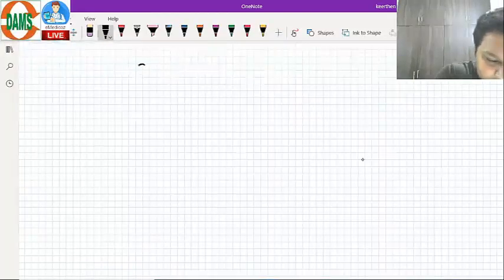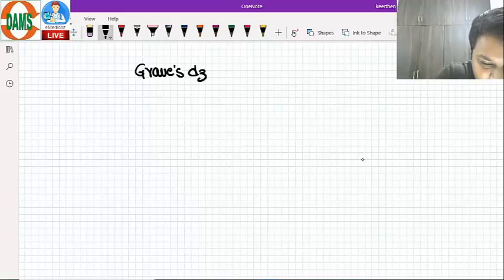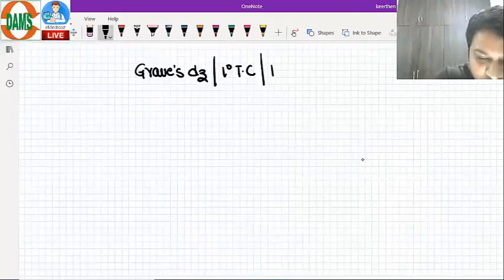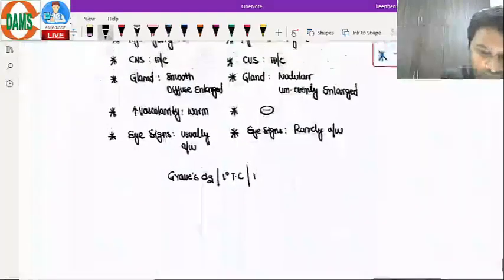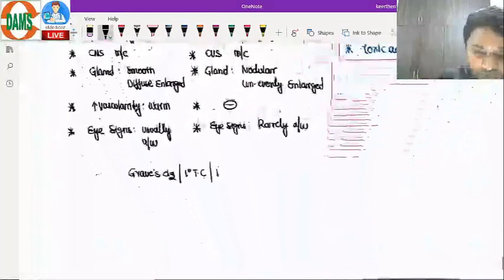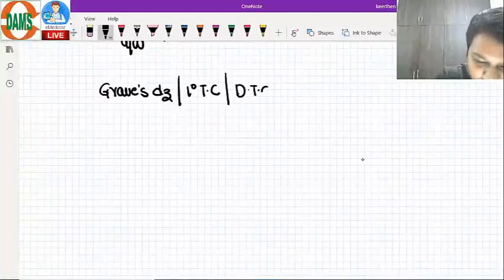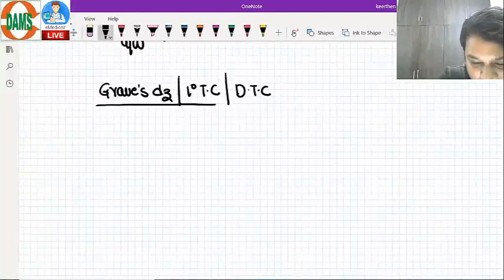Now, with respect to Graves' disease, now Graves' disease is called as primary thyrotoxicosis. It is also called as diffuse hyperplastic goiter, that is toxic hyperplastic goiter. Also referred to as diffuse hyperplastic or diffuse toxic goiter. All these remain the same. Okay.